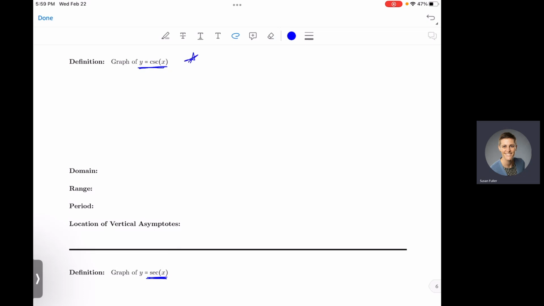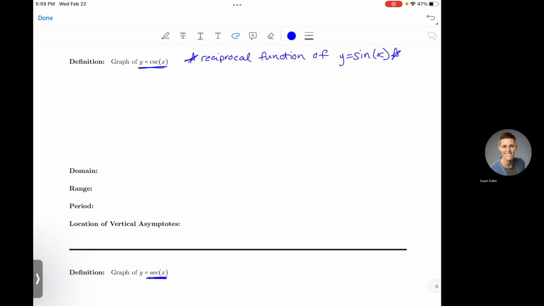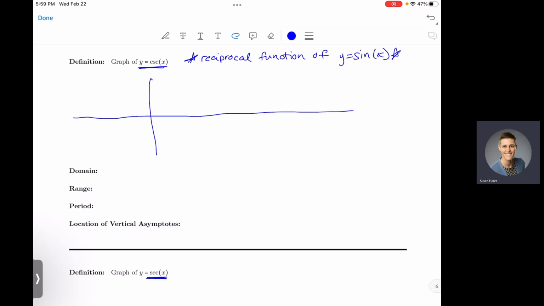So I just want to make a note here. This is the reciprocal function of the sine, y equals the sine of x. That means the cosecant values are going to be the reciprocal of your sine values. You can do an XY chart here, because I mainly just want you to see the graph and be familiar with this.